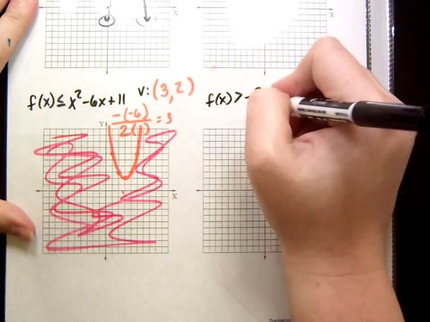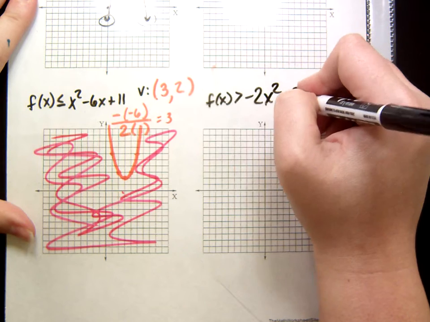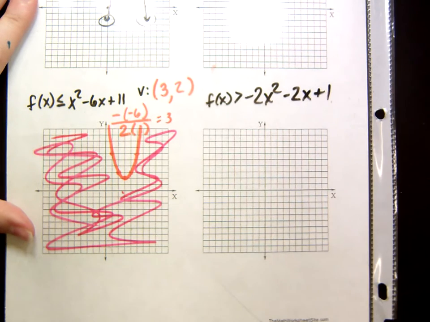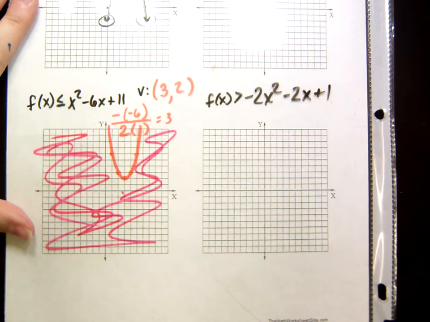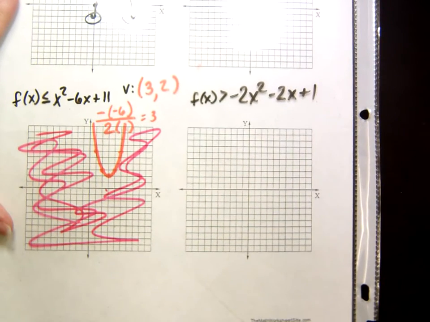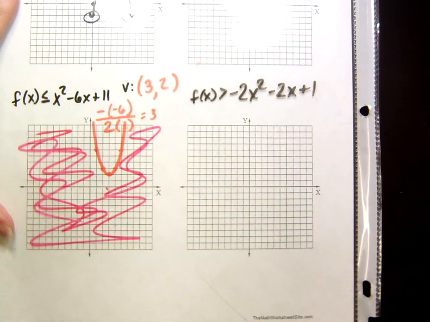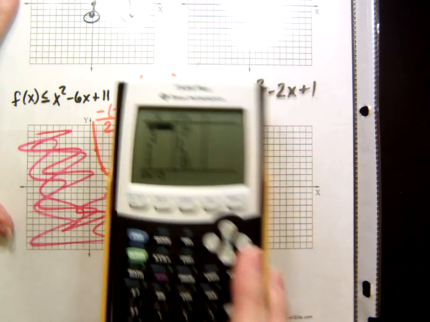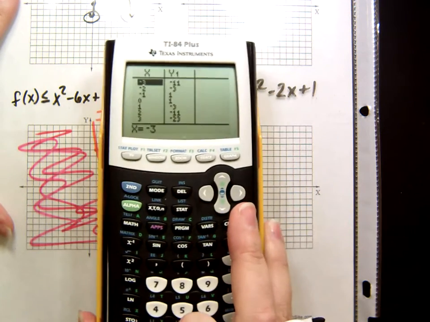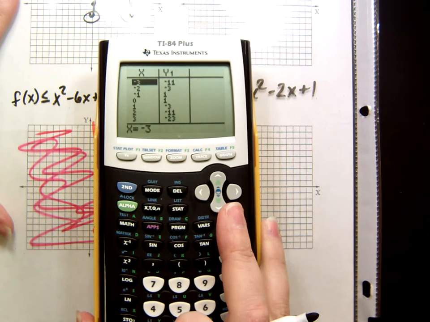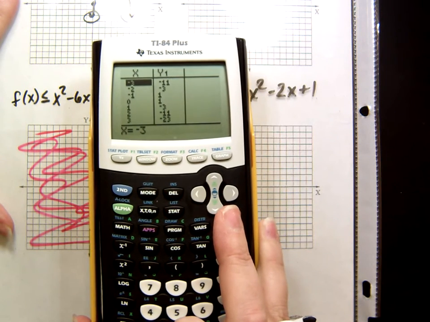-2x squared minus 2x plus 1. I'll just do a different one. Start from scratch. Okay. So negative 2x squared minus 2x plus 1. You can see when I look at the table, yeah, the numbers repeat, but there's not really one in the middle.